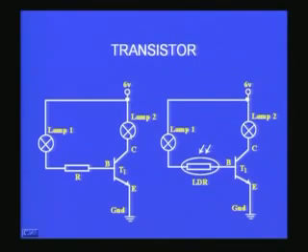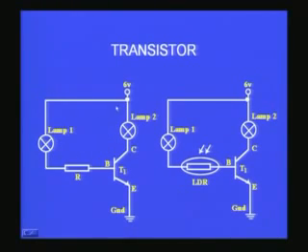The current gain IC by IE is called alpha in the case of a common base amplifier. Here we are using a common emitter configuration. So there is a very small base current and you get a very large collector current. This can be very easily shown.